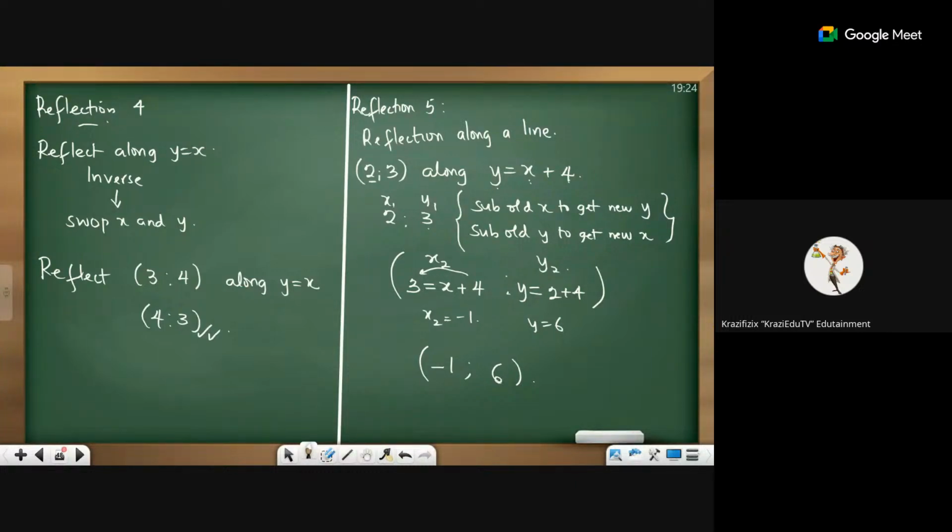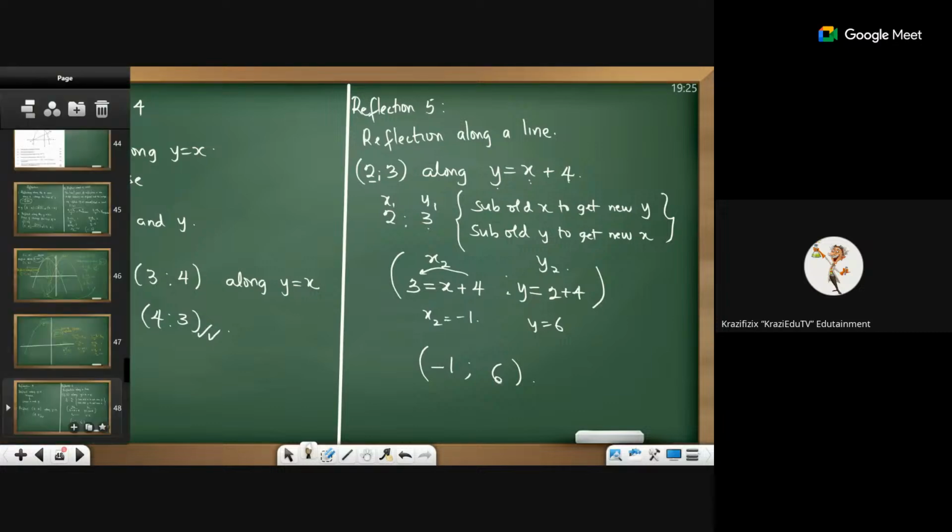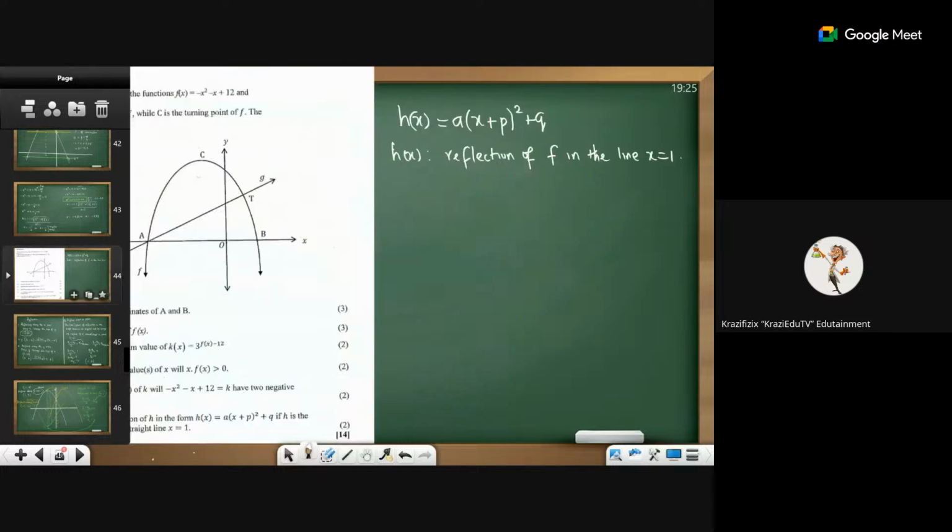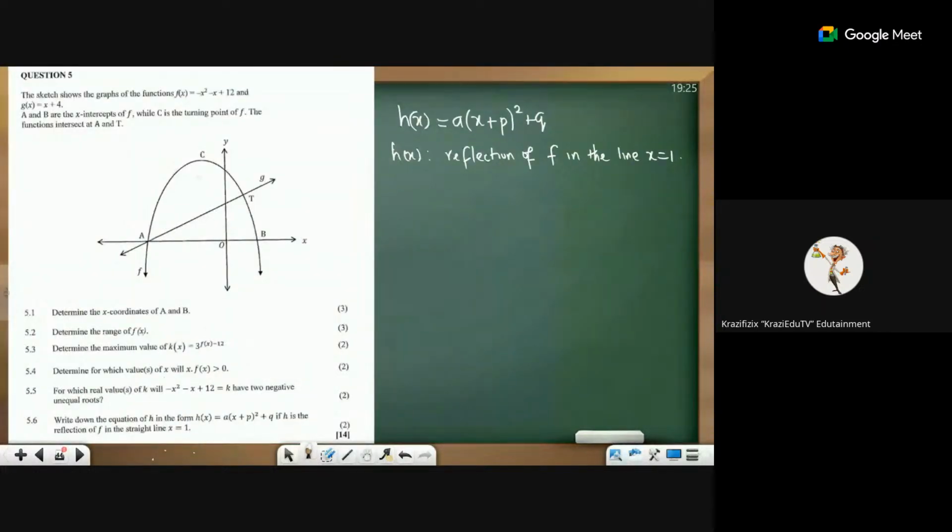Okay, we will share. Quickly answer this question for me now. Write down the equation of h in the form. Can you see that form already? If h is the reflection of f in the straight line x equals 1, what are we doing? This is similar to what we just did now.